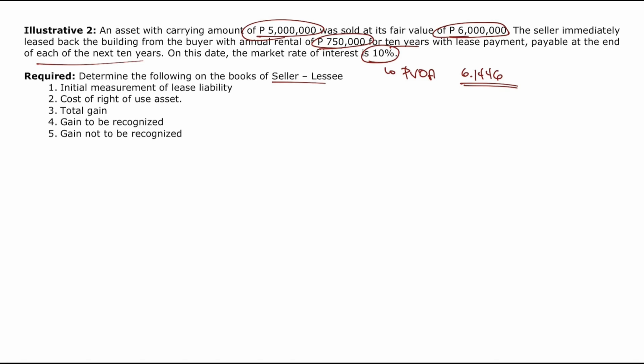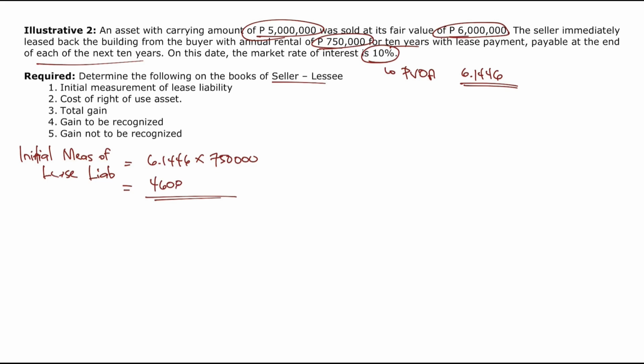Now, we multiply that by the annual rental of 750,000 to compute the initial measurement. This will be the initial measurement of the lease liability. So, this will be equal to 6.1446 times 750,000, or this is equal to 4,608,450. So, requirement number 1, 4,608,450 will be our final answer.